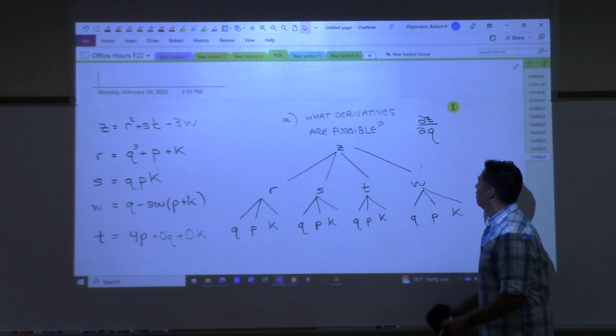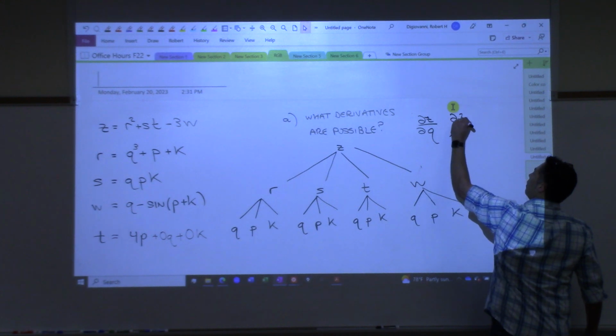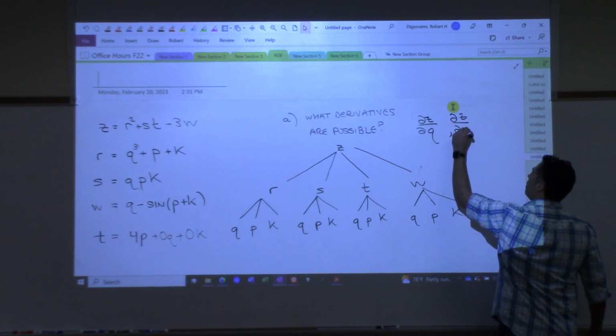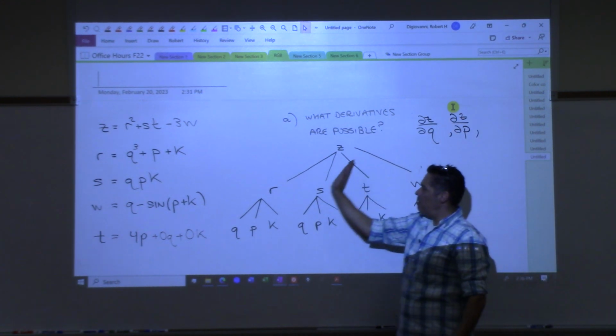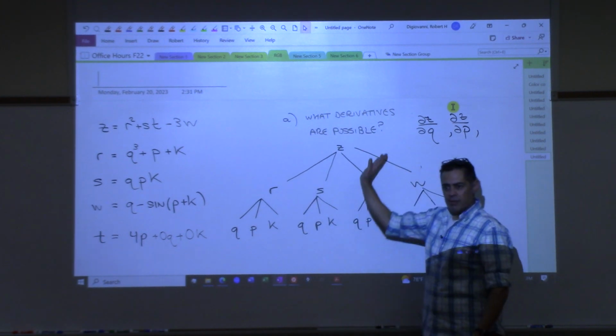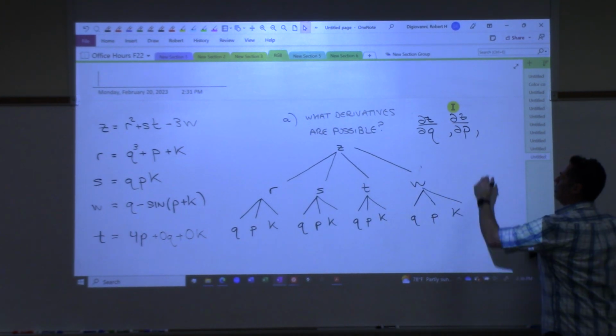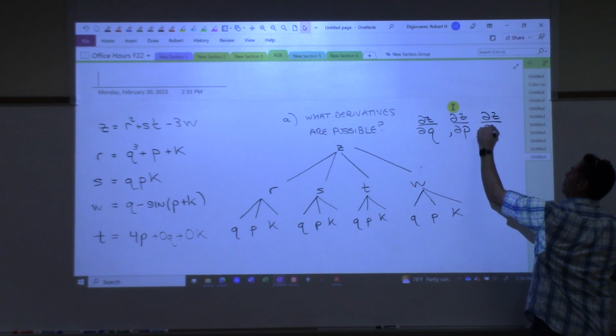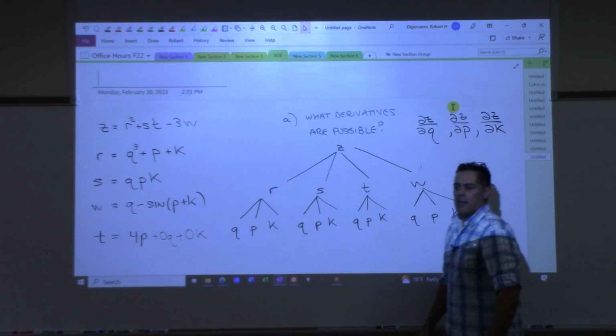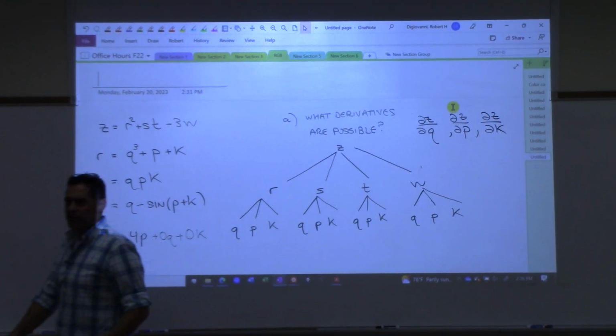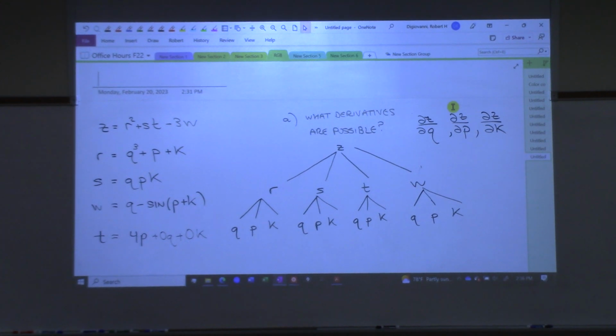Go ahead. Partial z with respect to p, right? So that would be you go down all the branches that get you down to the p's, right? And then the last one would be partial z with respect to k, right? There are only 3 partial derivatives I could ask you for here, right?